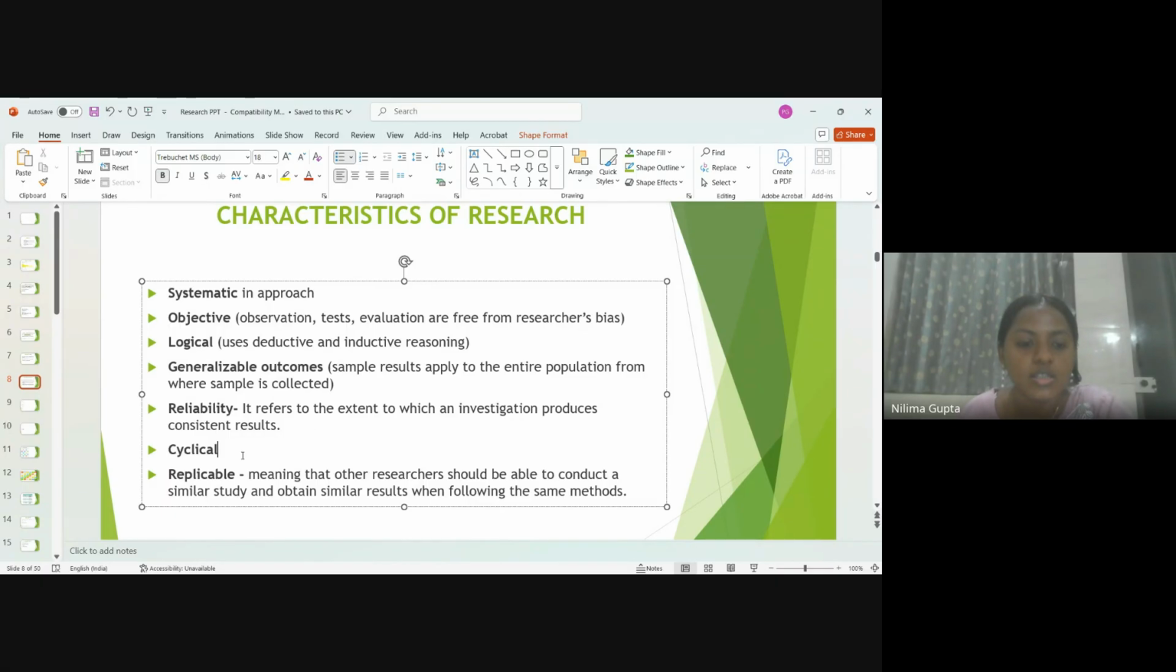It repeats itself. And next is replicable. So meaning that the researcher should be able to conduct a similar study and obtain similar results whenever it has been carried out anywhere. Okay.